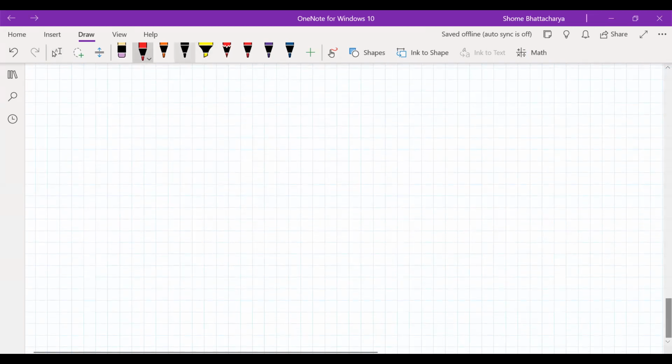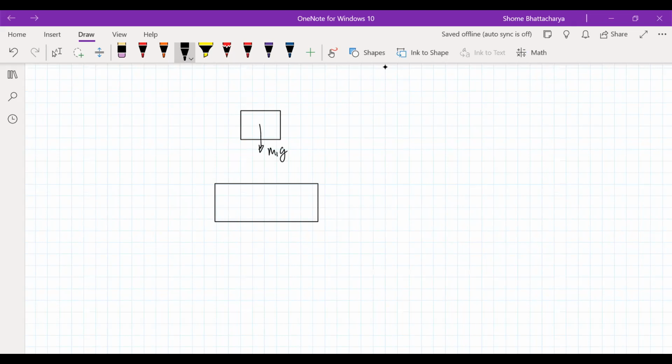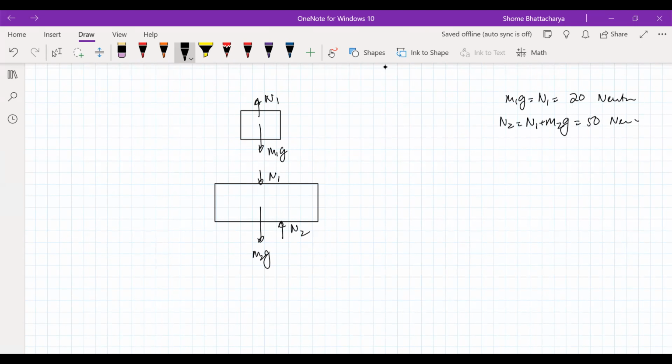Okay, so let's start by visualizing the free body diagrams. The upper block, the lower block. So these are the vertical forces. These are the two normal reactions. Now the moment we apply a force in this direction on the lower block, it has a tendency to slip towards the right. So the first thing that happens is that a friction sets up acting over here.